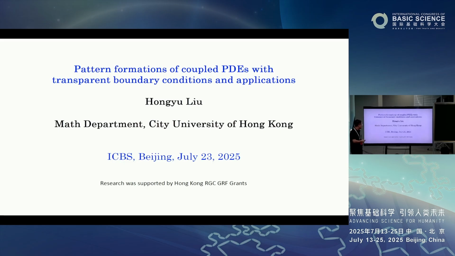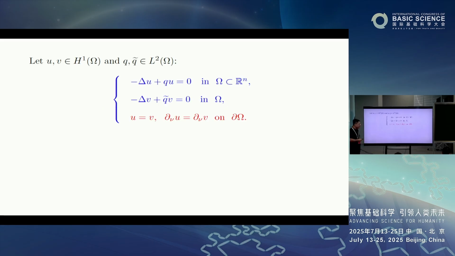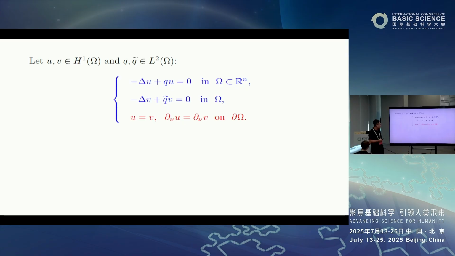So let me start with two simple examples to illustrate the main studies we are having here. Let's say we get this coupled PDE system. We get two stationary Schrödinger equations: minus Laplace u plus qu equal to 0 in this domain omega, and minus Laplace v plus q tilde v equal to 0 in this domain omega again.